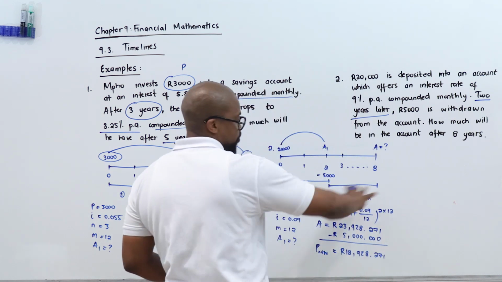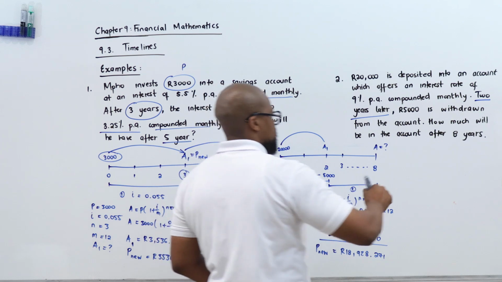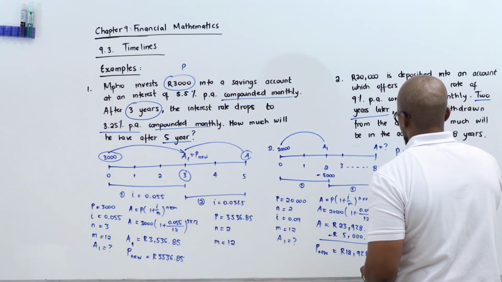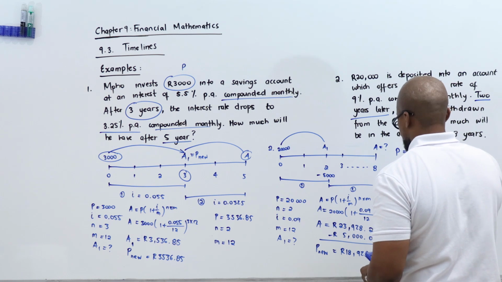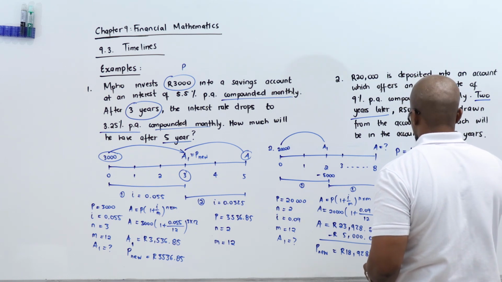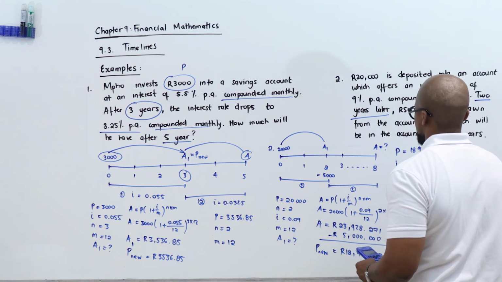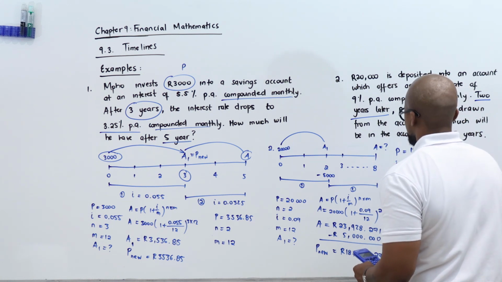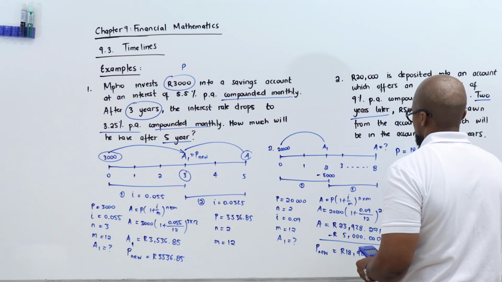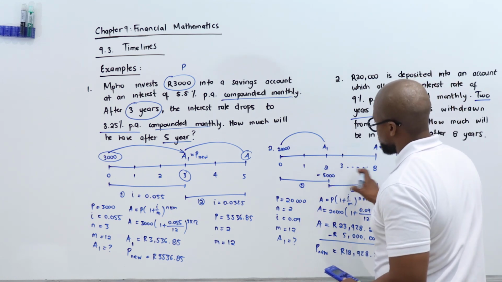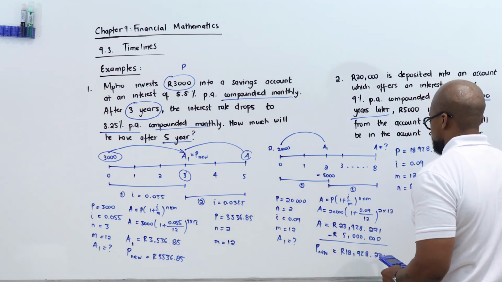Okay. Now we focus on the last part. So the P is going to be 18,928.271, and the interest rate doesn't change, so it stays at 9%, and it's compounded monthly, so M is 12. But what's N going to be? There's a change: from 2 years to year 8, it means we have 6 years, right?